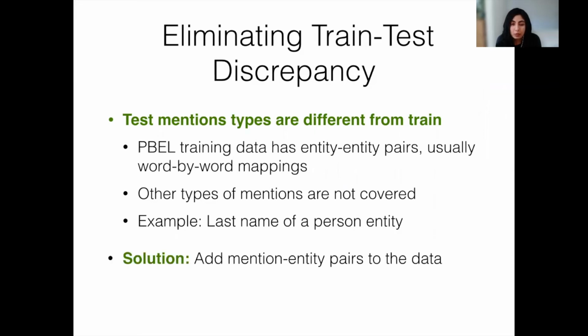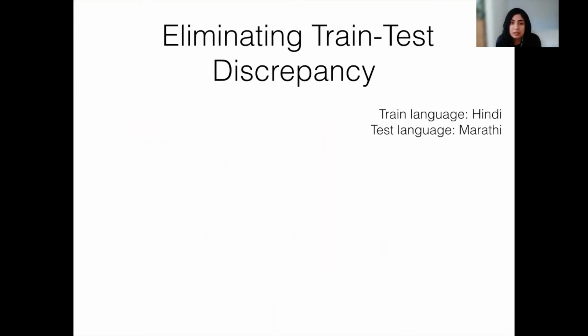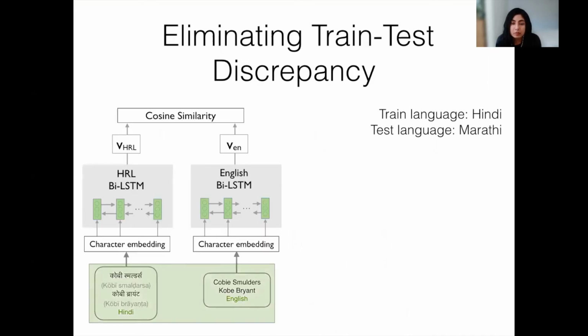As a solution, we propose to add mention entity pairs to the training data, which are collected from articles and pages in the Wikipedia of the high resource language. Consider this example where the trained language is Hindi and the test language is Marathi. The pivot-based model is trained to compute similarity only on the full names of the entities, as seen here, because its training data is derived from the article titles in Hindi Wikipedia.